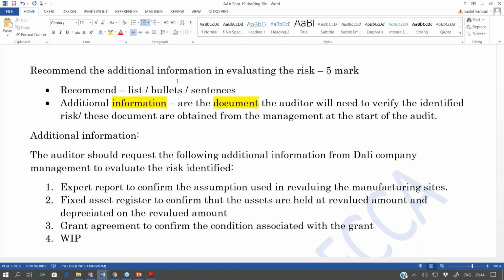work in progress valuation report. Obviously, the management must have made the valuation report of work in progress, where the stage of completion must be coming. Work in progress valuation report to confirm the stage of completion used in valuing the work in progress.